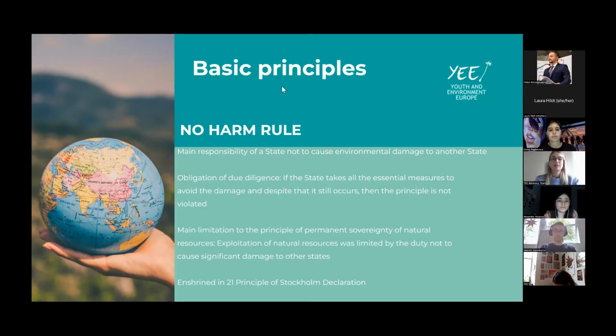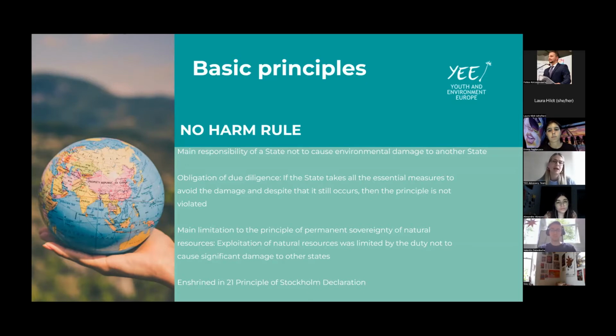We have gathered the most important principles, and the first one that we're going to see is the no harm rule, which is the main responsibility of states not to cause environmental damage to another state. A state cannot do activities that will cause, for example, air pollution or water pollution to another state. It has to comply with this no harm rule. Also, through this rule it has the obligation of due diligence, and it needs to take all the essential measures to avoid the damage. And if the damage still occurs, then the principle is not violated.